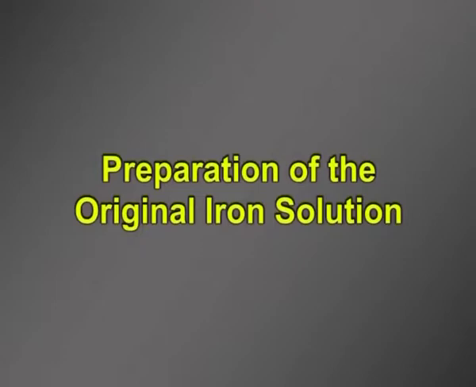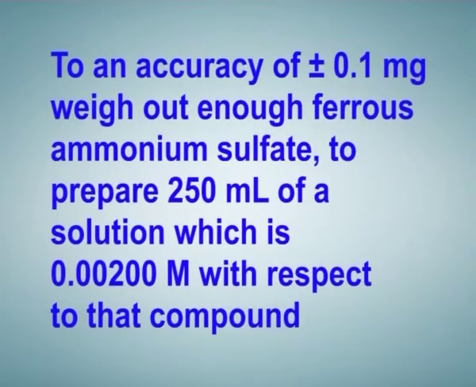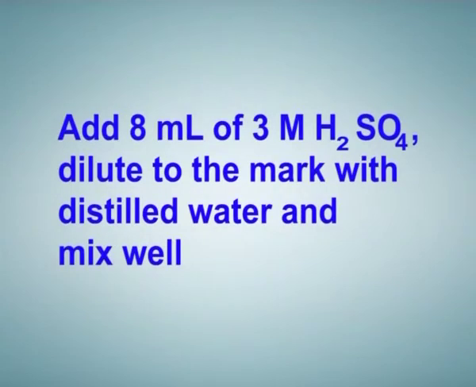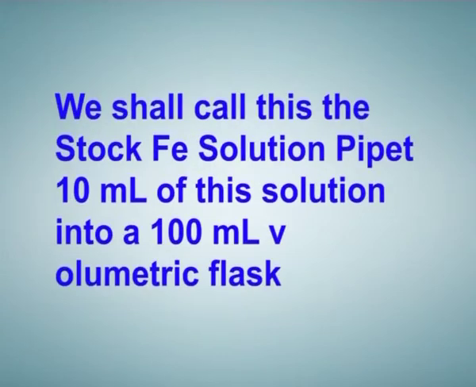Preparation of original iron solution. To an accuracy of plus or minus 0.1 milligram, weigh out N of ferrous ammonium sulfate to prepare 250 ml of solution, which is 0.002 molar with respect to that compound. Quantitatively transfer the salt into a 250 ml volumetric flask, add sufficient water to dissolve the salt and add 8 ml of 3 molar sulfuric acid, dilute to the mark with distilled water and mix well. We shall call this the stock iron solution.